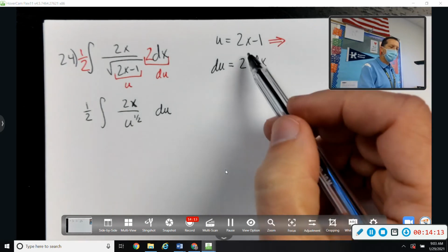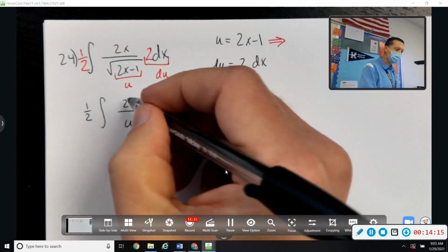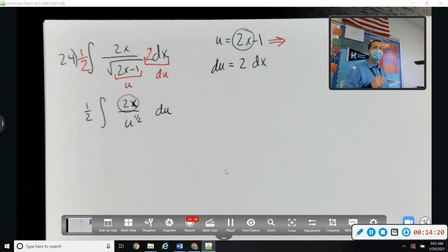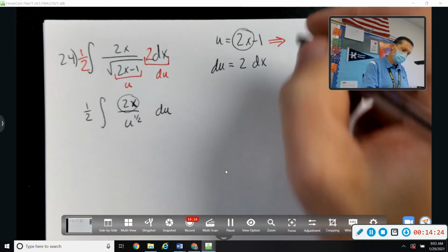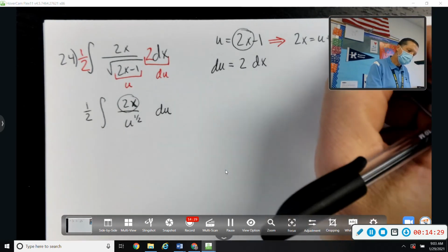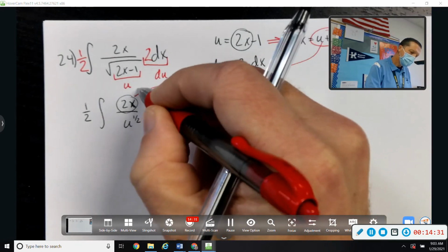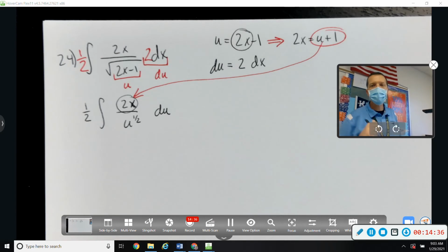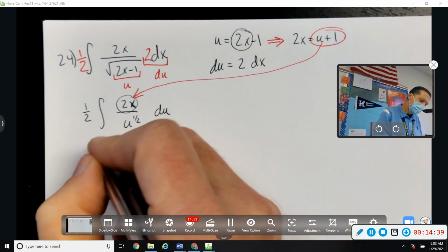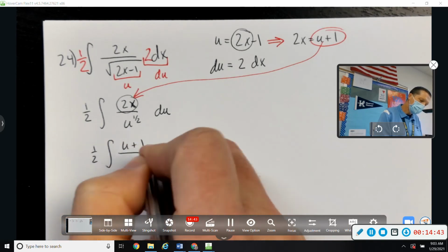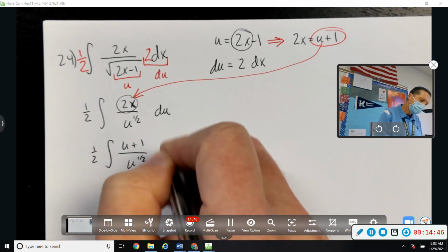How about just solve for 2x? So x equals u plus 1 over 2, but what does 2x equal? u plus 1. And that lets me skip a step on not having to deal with the 2's and the 1/2. So 1/2 integral of u plus 1 over u to the 1/2 du.